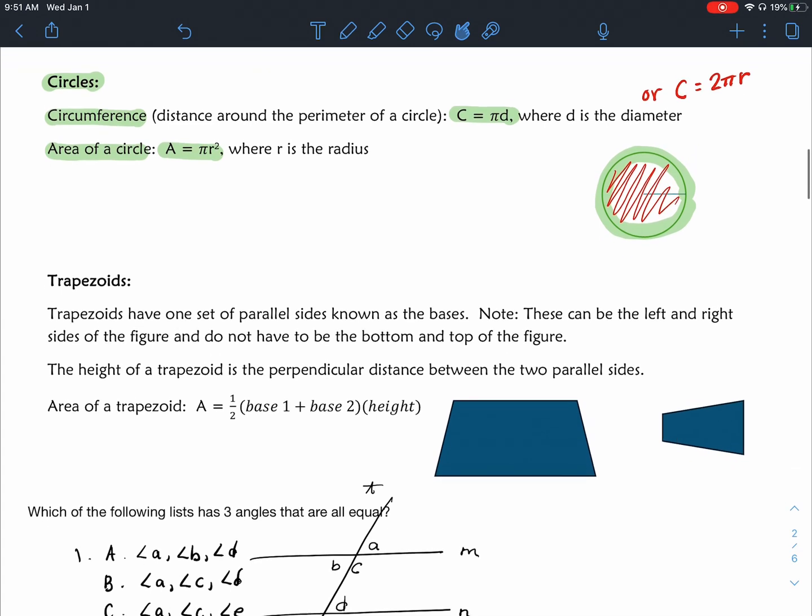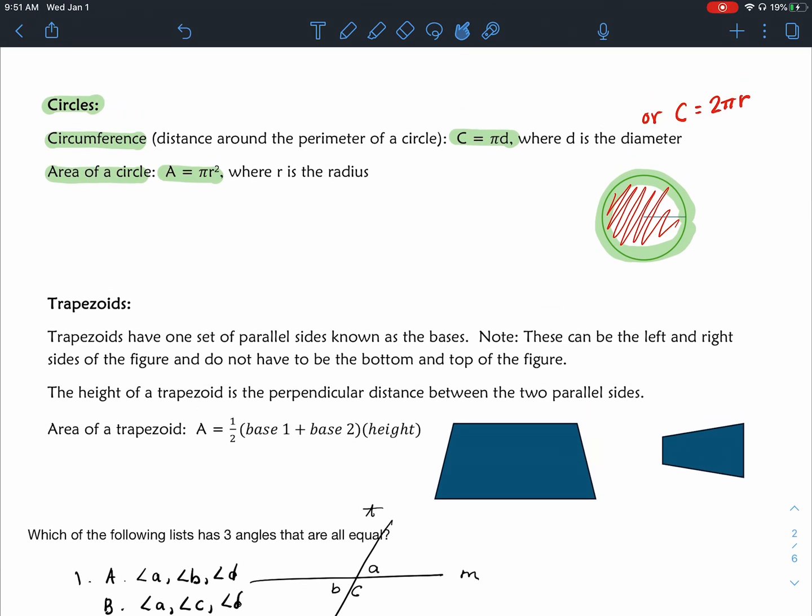And lastly, we will look at trapezoids here. Basically, a trapezoid has one set of parallel sides, and those parallel sides are referred to as the bases. So you can see here in this first picture, these are my bases, but please make sure that the left and the right sides of your figure could be the bases, in other words. It doesn't have to be the bottom or the top. So in this other picture here, the bases are actually the left and the right sides. Whatever the parallel sides are, those are the bases.